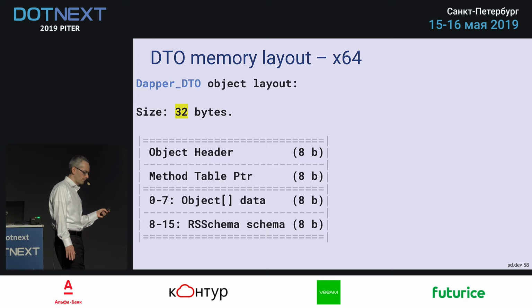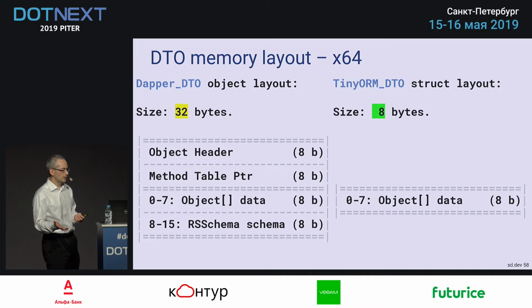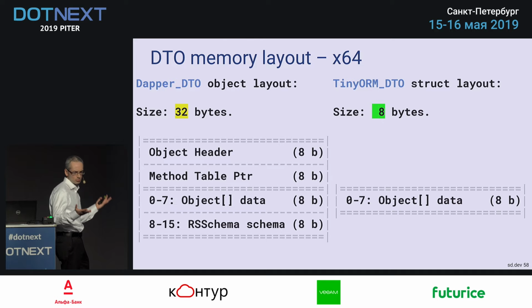Let's contrast that with the tiny ORM DTO struct. Because it's a struct, it doesn't have a header or a table pointer. Schema is somehow mysteriously gone. And the only thing we're left with is just the 8 bytes for the data pointer. So that's an 8 versus 32 improvement. Pretty significant. Let's visualize it.